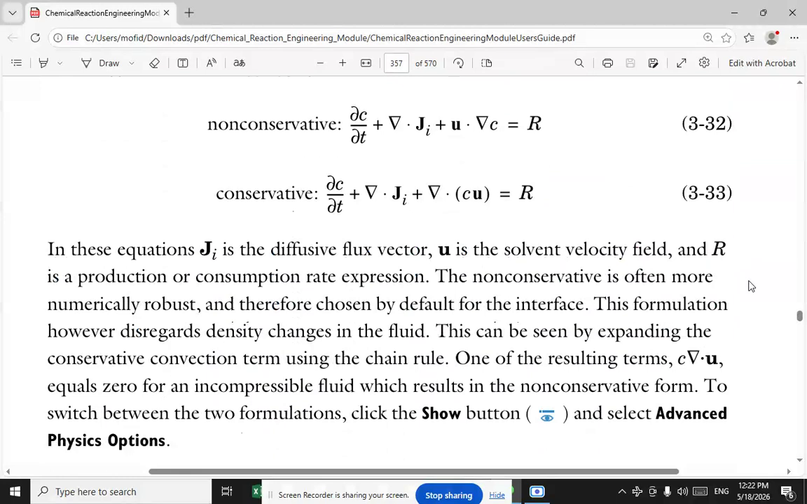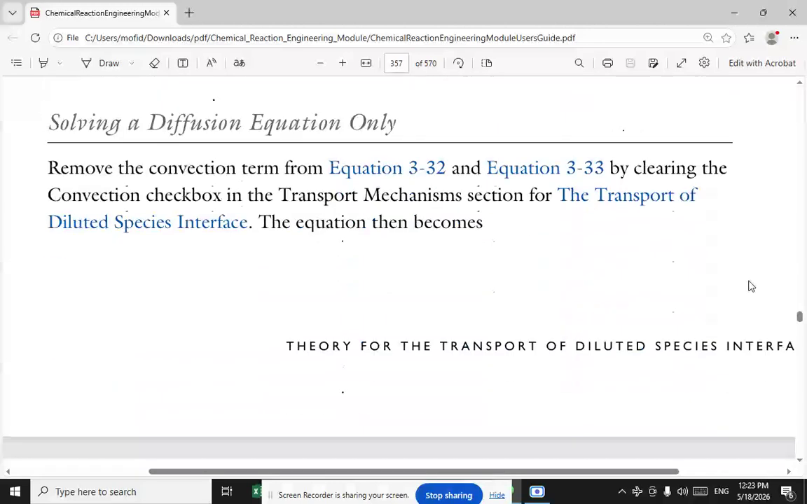In these equations, Ji is the diffusive flux vector, U is the solvent velocity field, and R is the production or consumption rate expression. The non-conservative form is often more numerically robust and therefore chosen by default for the interface. This formulation, however, disregards density change in the fluid. This can be seen by expanding the conservative convection term using the chain rule. One of the resulting terms, C divergence of U, equals 0 for an incompressible fluid, which results in the non-conservative form. To switch between the two formulations, click the Show button and select Advanced Physics Options.